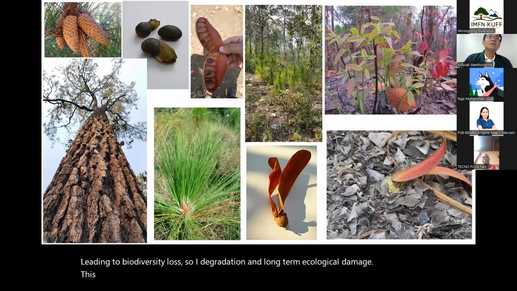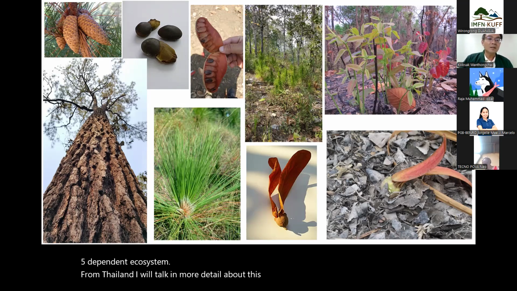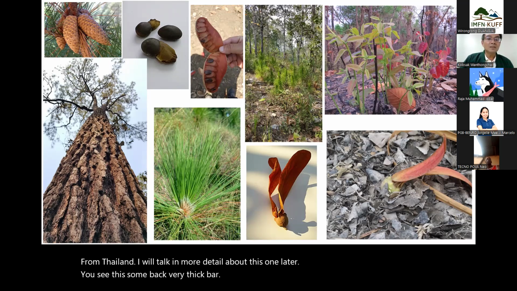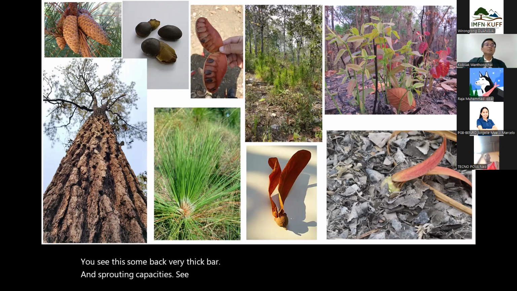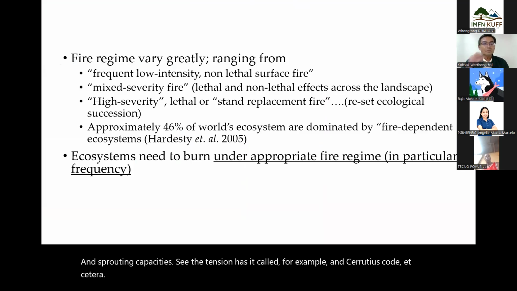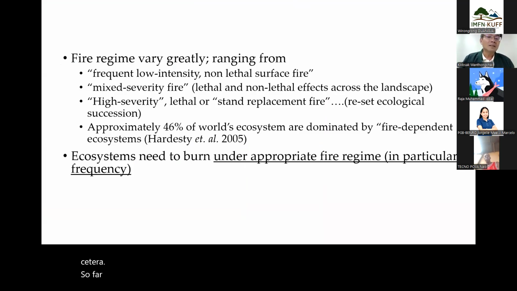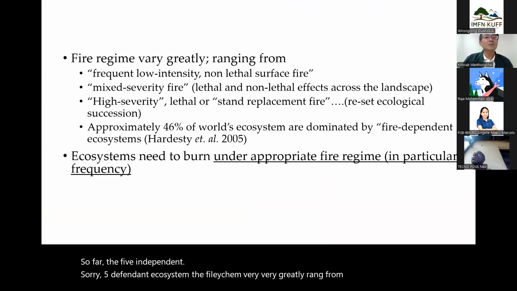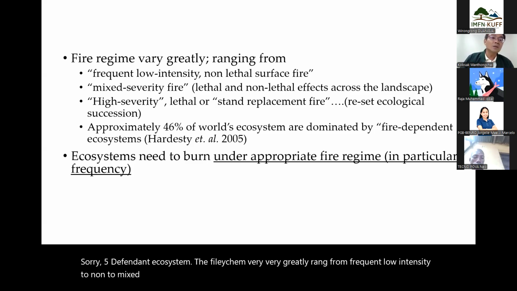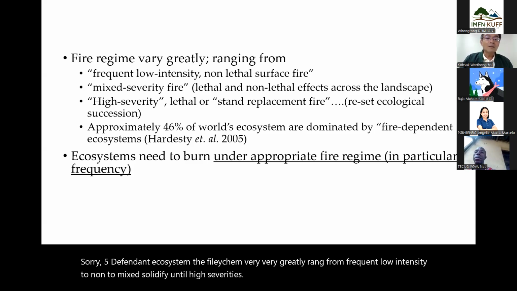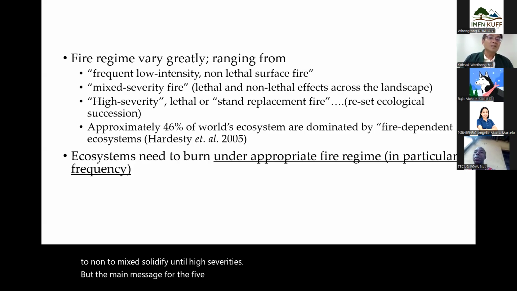This is some adaptation of tree species in fire-dependent ecosystems from Thailand. I will talk in more detail about this later. You see, for example, very thick bark, sprouting capacities, seed retention, hard seed coat, and gelatinous coat, etc. For the fire-dependent ecosystem, the fire regime varies greatly, ranging from frequent low intensity to mixed severity fire to high severity. But the main message for the fire-dependent ecosystem is that the ecosystem needs to burn under the appropriate fire regime, in particular the fire frequency.